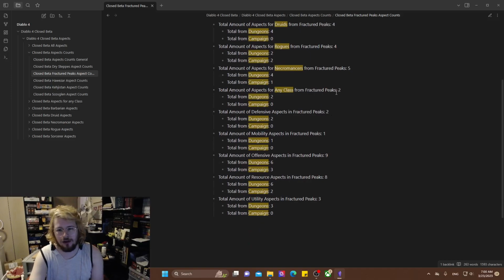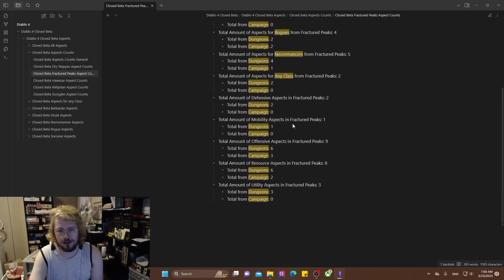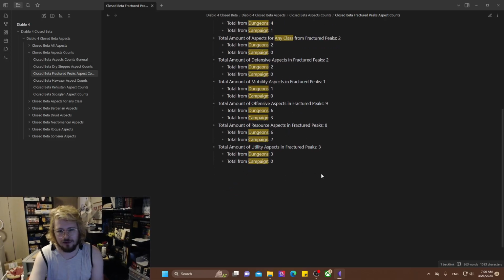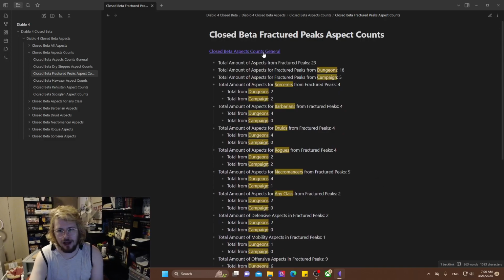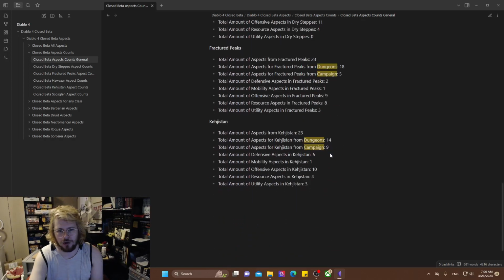And all the classes will be getting an additional 2 aspects, and they'll be coming from the dungeons. Again, a majority of them will be coming from the dungeons, and that will be all.